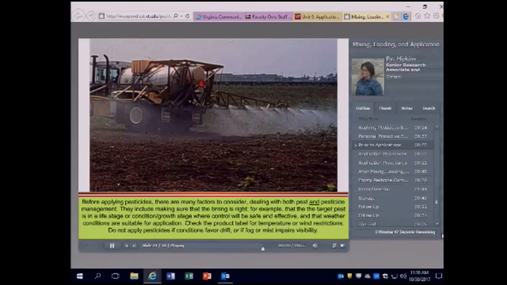Always think about safety for both yourself and the environment. You can find on the label guidance about timing as far as pest stage. You can find the same thing about timing as far as wind, temperature, or weather restrictions that would impact your application.